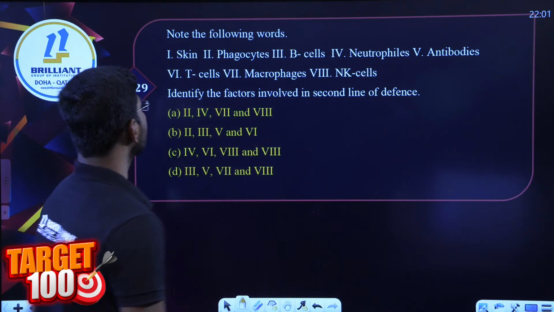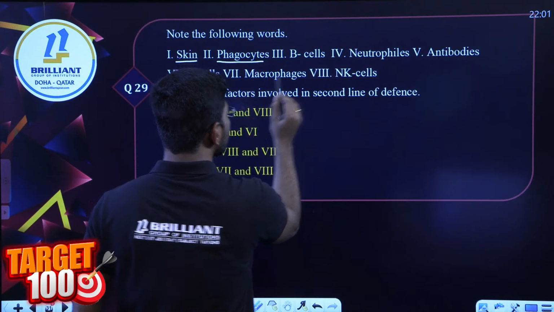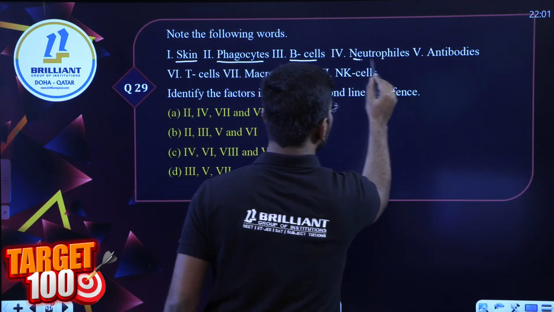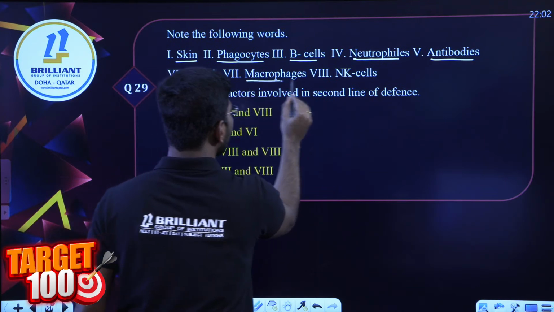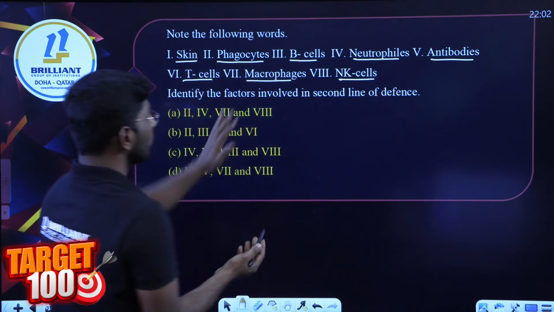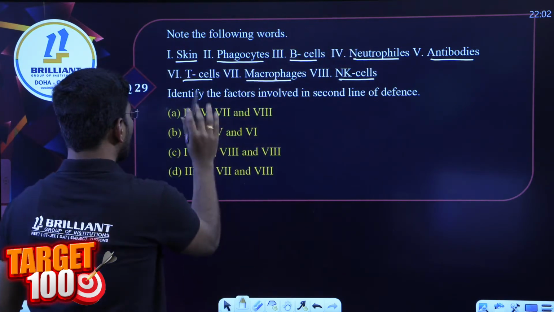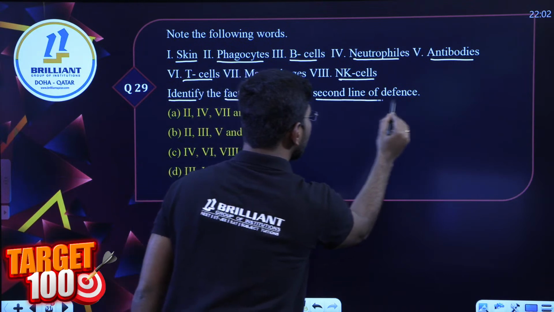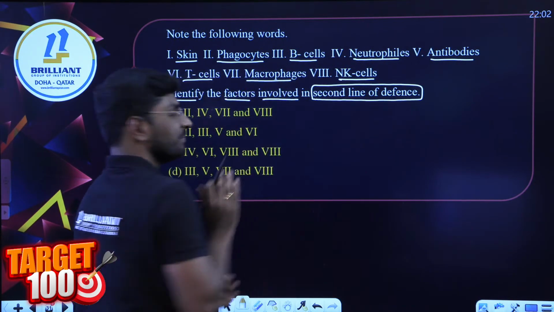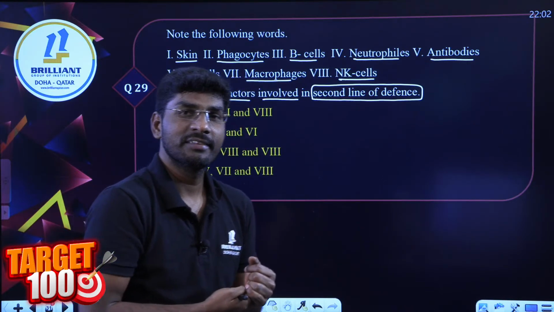Select from the following words: skin, phagocytes, B cells, neutrophils, antibodies, T cells, macrophages, NK cells. Total 7-8 are given. What is the question? Identify the factors involved in the second line of defense. Second line of defense, any one of you?